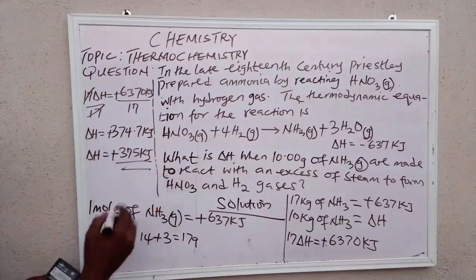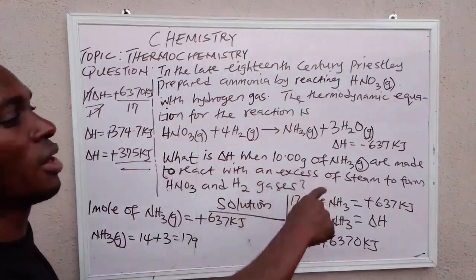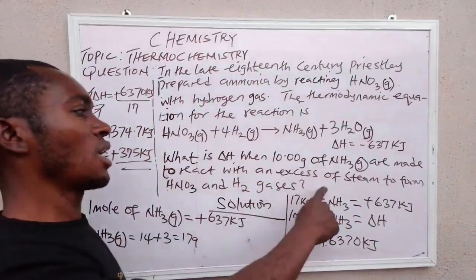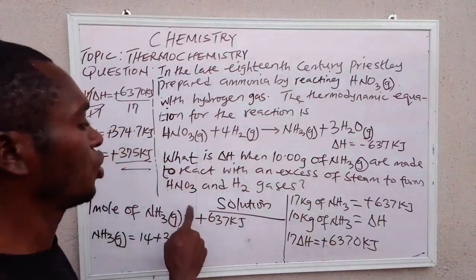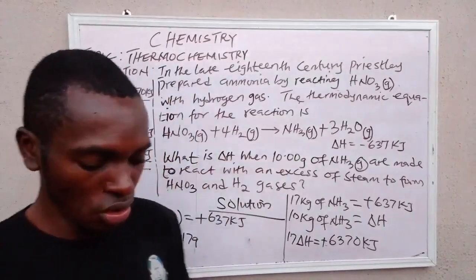So this is going to be your change in heat when you have 10 grams of ammonia which are made to react with an excess of steam to form nitric acid and hydrogen gases. So this is the solution to this question.